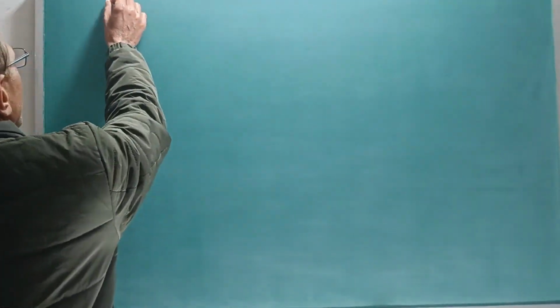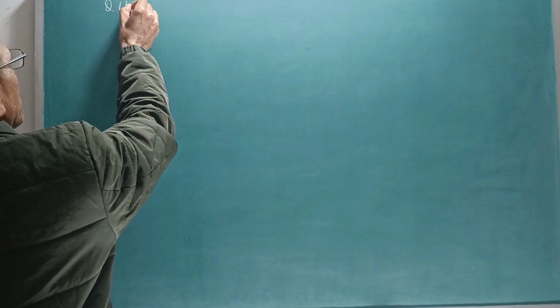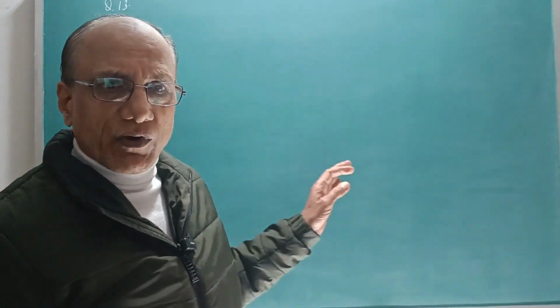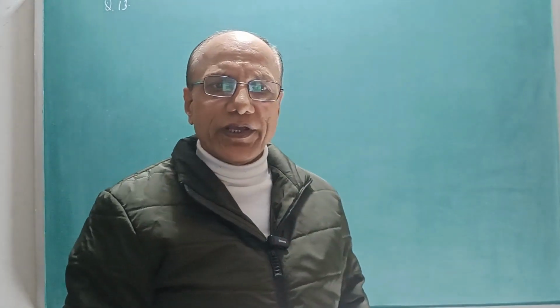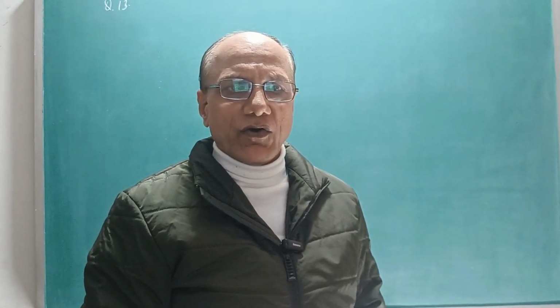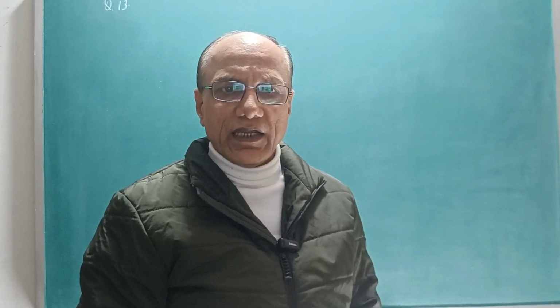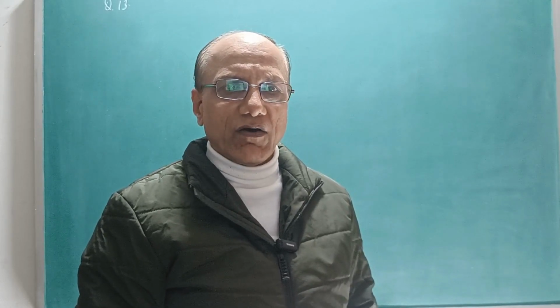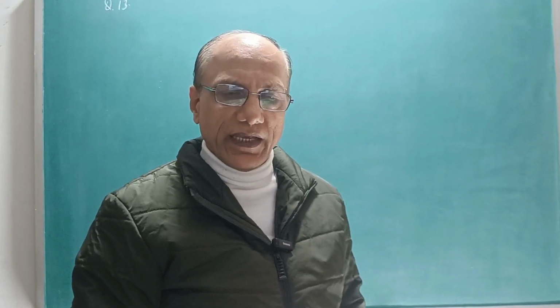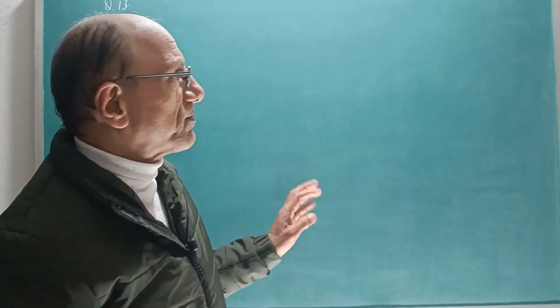So now we will start question number 13. Keep your sample paper before you when you are watching this video. Question 13 says, in the following cases, a ray is incident on a concave mirror, in which case is the angle of incidence equal to 0? Option A, a ray parallel to the principal axis.